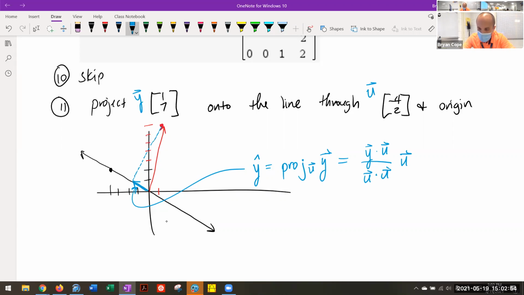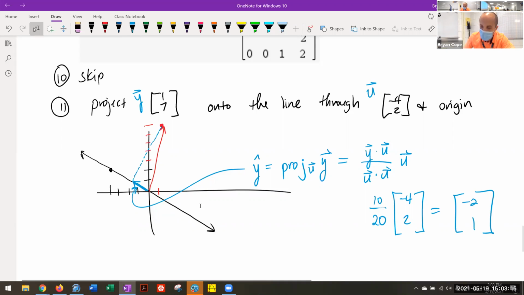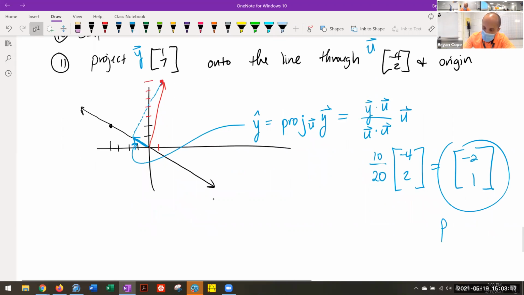So y dot u is negative 4 plus 14, so that's 10. u dot u is 16 plus 4, which is 20. Ooh, that's convenient. Times the vector u, which is negative 4, 2. So we're going to cut both of those things in half. So negative 2, 1. Does that look about right? Yeah, it sure does. My picture looks really nice. Negative 2, 1. So this vector right here is the projection.